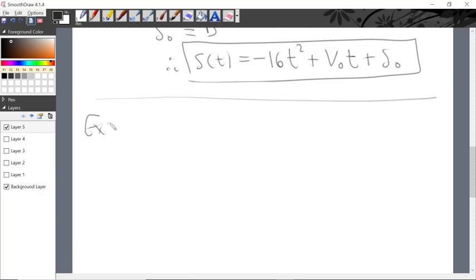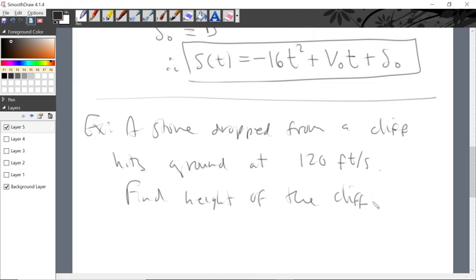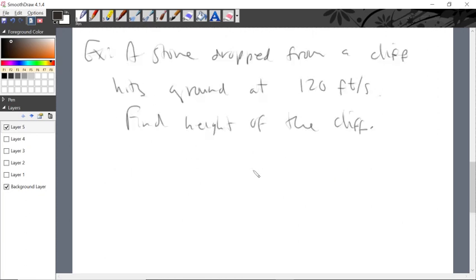Okay, here's an example. A stone dropped from a cliff hits the ground at 120 feet per second. Find the height of the cliff. It seems like we're not given enough information almost here. We're really not given a lot. This is enough information for us to figure out the height of the cliff, it actually turns out.